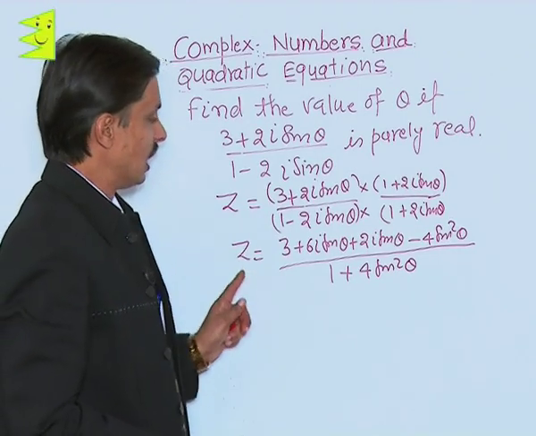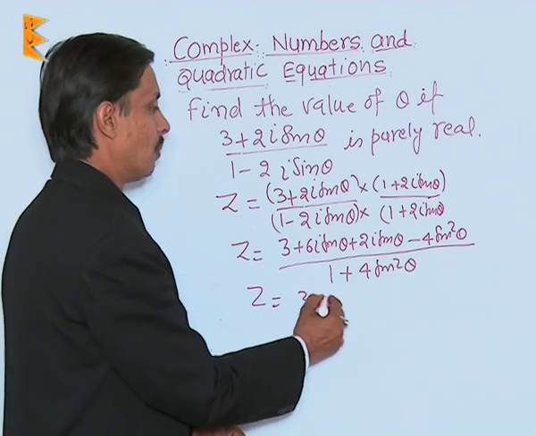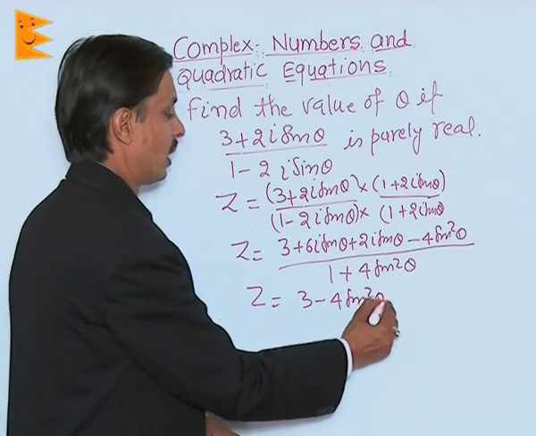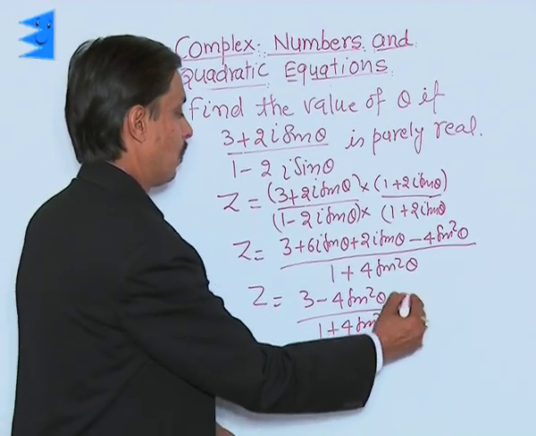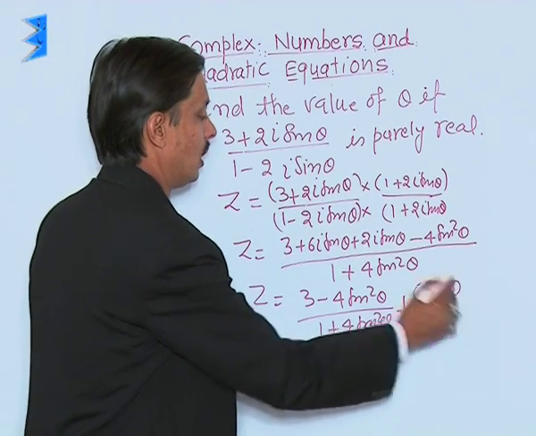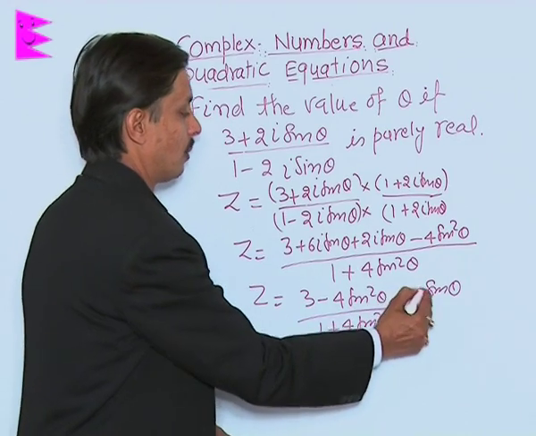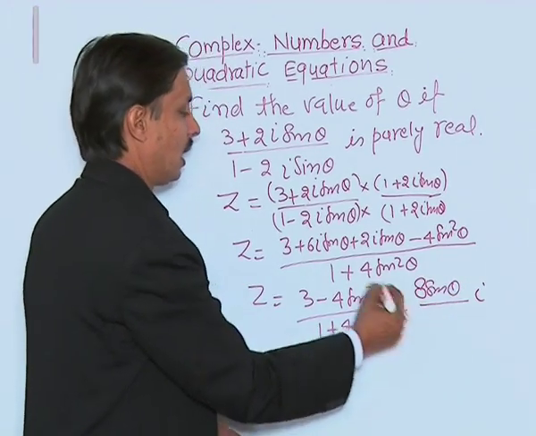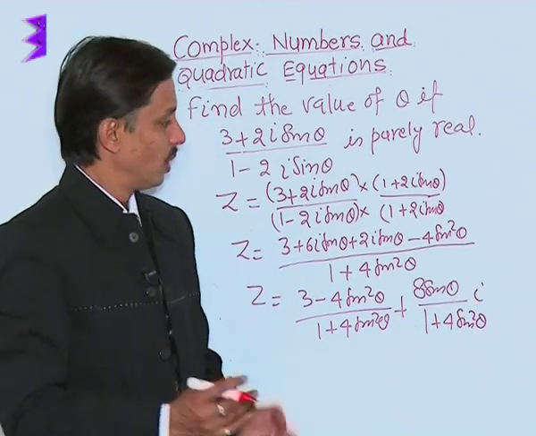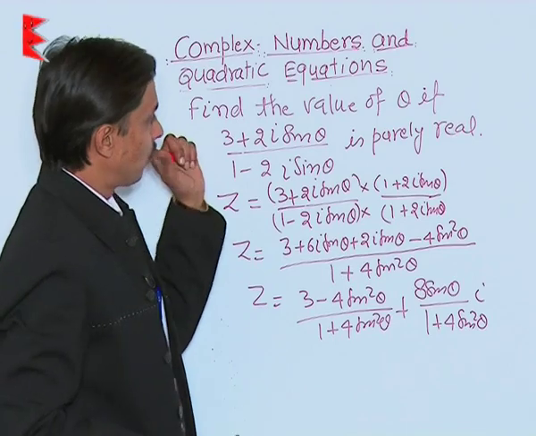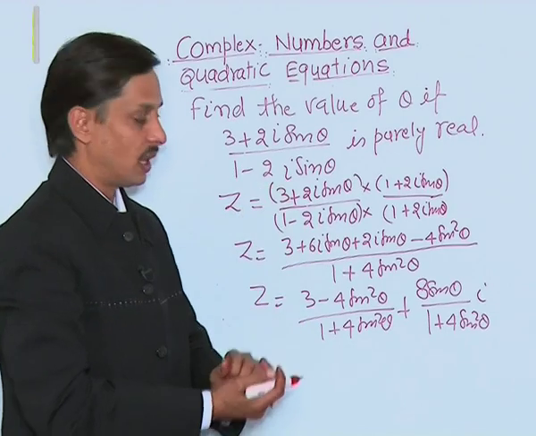So z is coming in the form (3 − 4 sin²θ)/(1 + 4 sin²θ) plus 6i sin θ plus 2i sin θ. This becomes 8i sin θ, with common denominator 1 + 4 sin²θ. We have to find the required condition: for what value of theta is this complex number purely real.